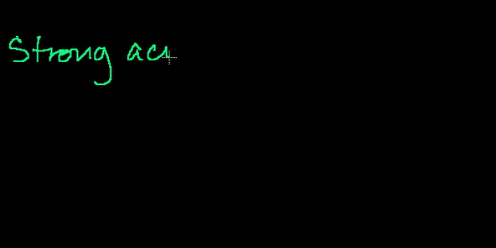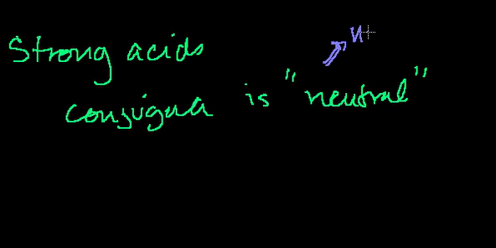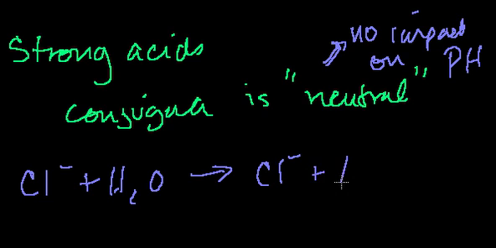So in general, you can kind of remember it, but I think it's maybe common sense that a strong acid's conjugate base is neutral in water. Neutral. So that means no impact on pH. Right? You say chlorine plus H2O. I mean, you're essentially still going to have chlorine plus H2O. You're not really changing the concentration.